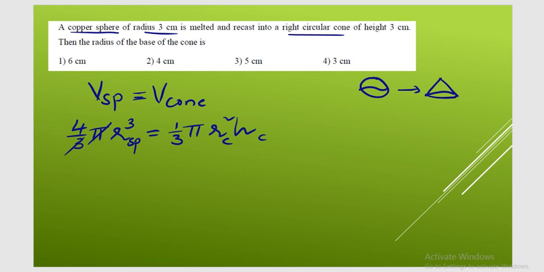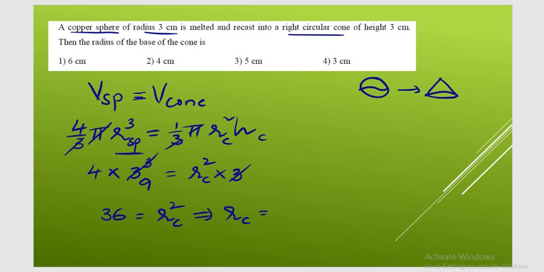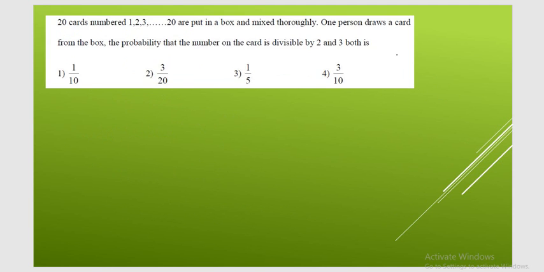So pi by 3 gets cancelled. Now I am left with 4 into radius of sphere, 3 cube, is equal to R square into height of cone, which is what we need to find out. The height of the cone is 3. So this 3 cube divided by 3 goes 9 times. So 4 9s are 36 is equal to radius of cone square. So from this, the radius of cone is equal to 6 centimeters. So the answer is 6 centimeters.